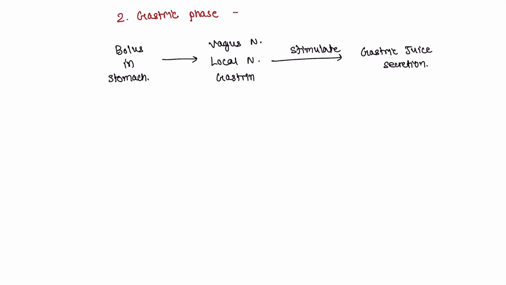When there is food present in the stomach, bolus in the stomach, it will cause stimulation of the vagus nerve, local nerve, and gastrin, which will further stimulate the gastric juice secretion.